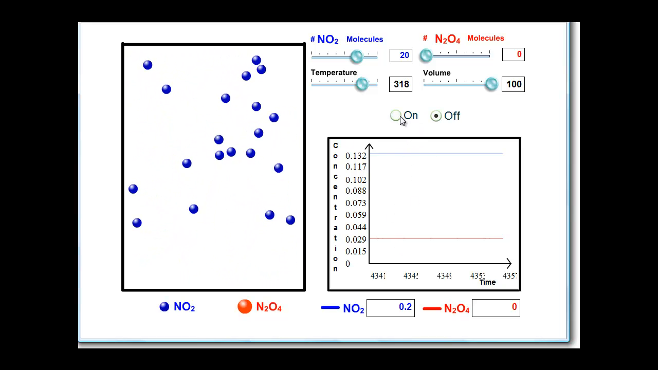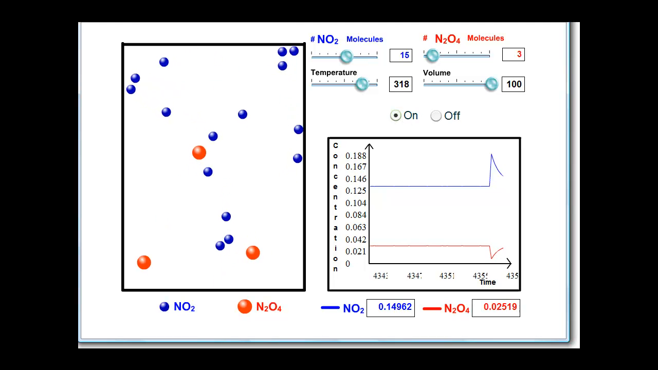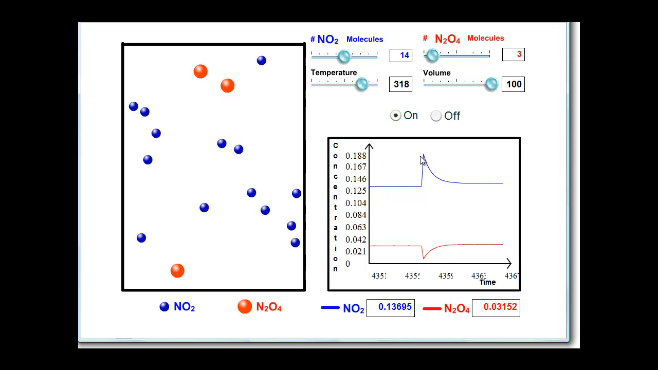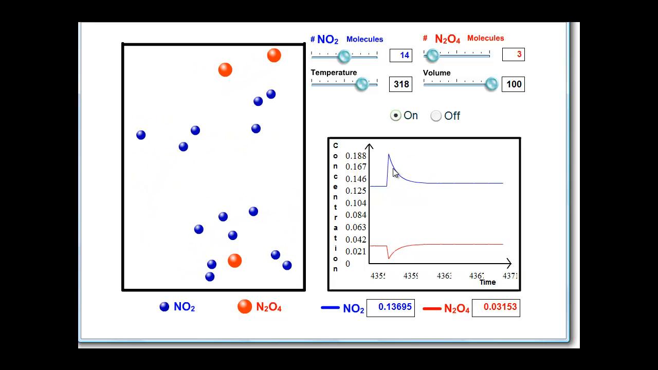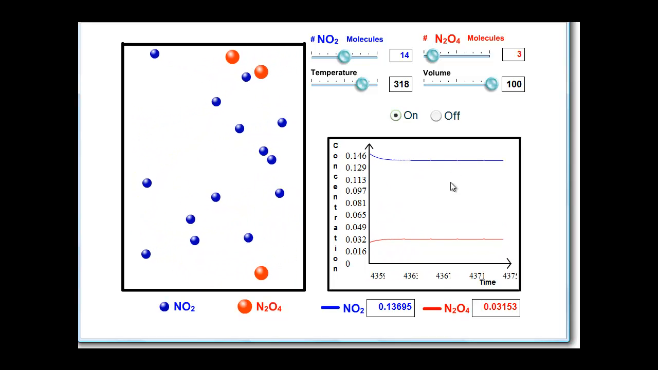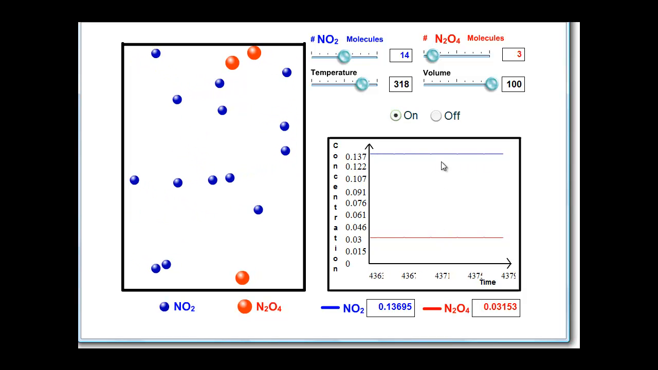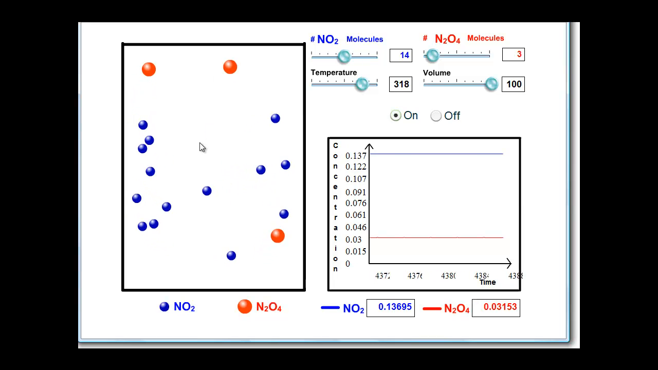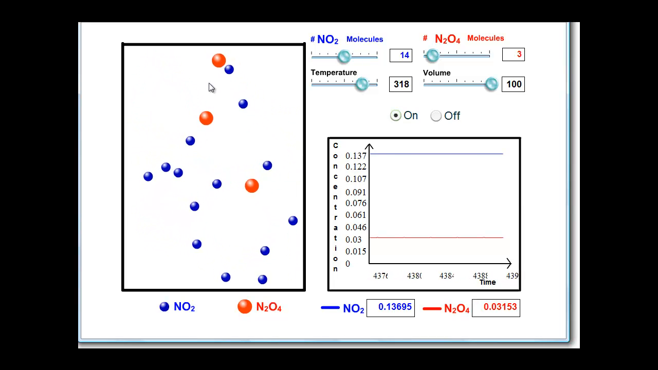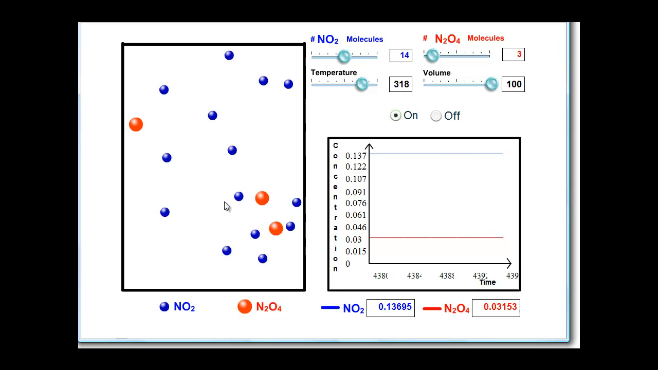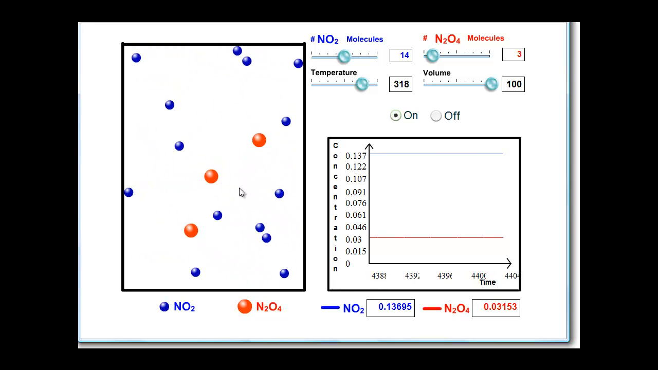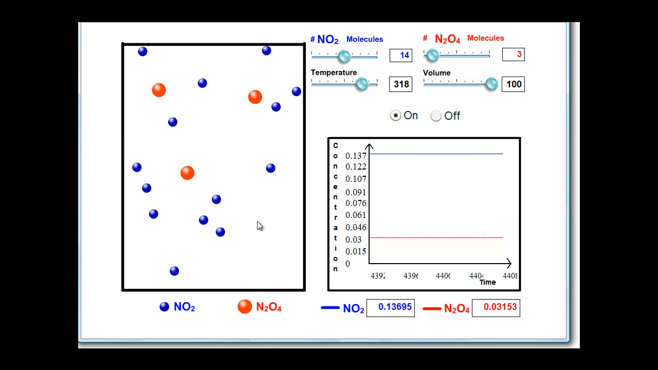We can monitor the concentrations on this graph, which will begin to populate as soon as I turn the reaction on. So I'm going to initiate this reaction, and you can see now that the concentration of the NO2 changes rapidly at first, and then the change slows, and at some point the concentrations of the reactants and products stop changing. Notice here that that does not mean that we have equal amounts of reactants and products, but it means that the rate of the forward reaction to produce N2O4 is equal to the rate of the reverse reaction to produce NO2.